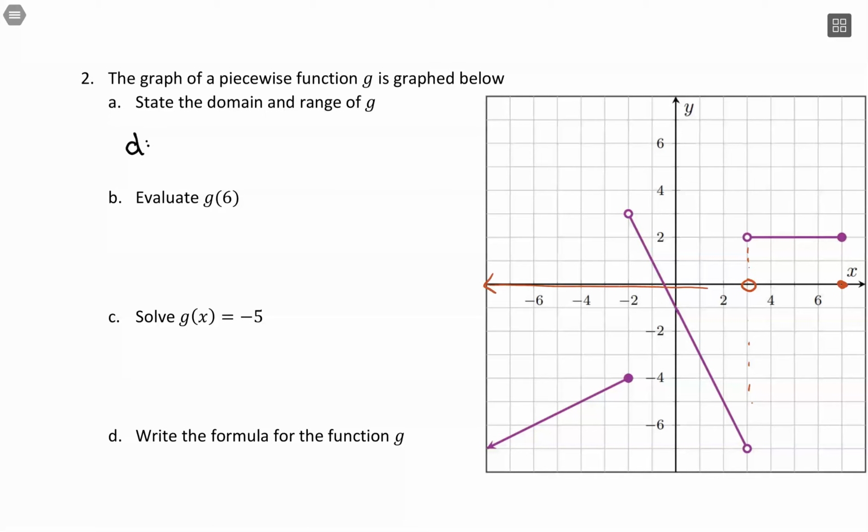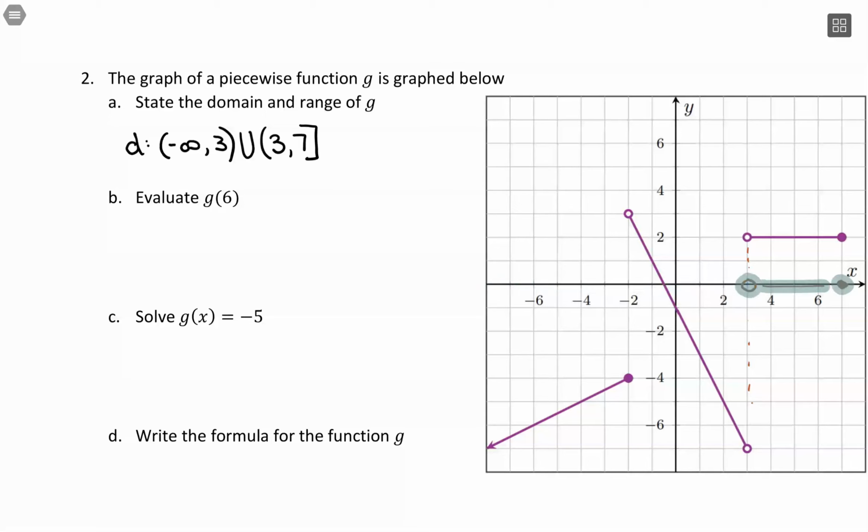So we're going to need a domain that describes this idea that we're defined from -infinity up until 3, and then 3 to 7. So I'll have -infinity to 3, and then use parentheses to show we're not including 3. And then parentheses 3, so we're starting at 3 but not including it, and off to 7, where we'll have a square bracket because we are defined at +7.